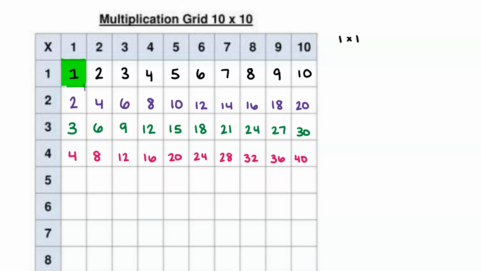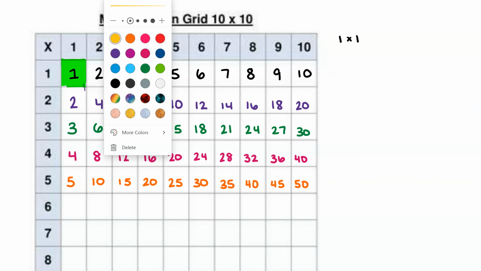Let's try by 5s. So 5 times 1 is 5. 5 times 2 is 10. 5 times 3 is 15. 5 times 4 is 20. 5 times 5 is 25. 5 times 6 is 30. 5 times 7 is 35. 5 times 8 is 40. 5 times 9 is 45. And 5 times 10 is 50.